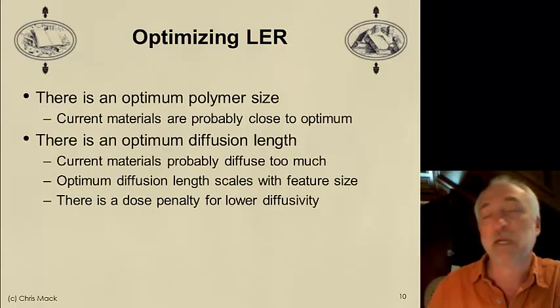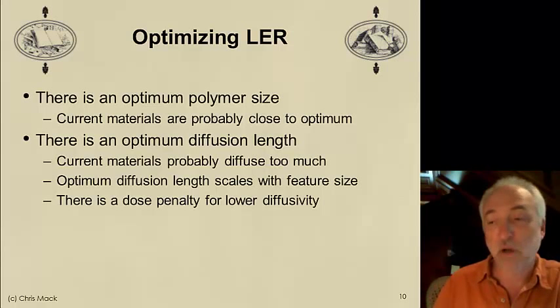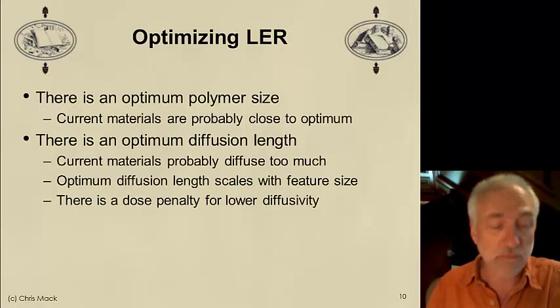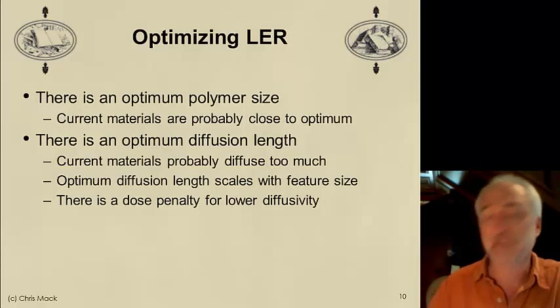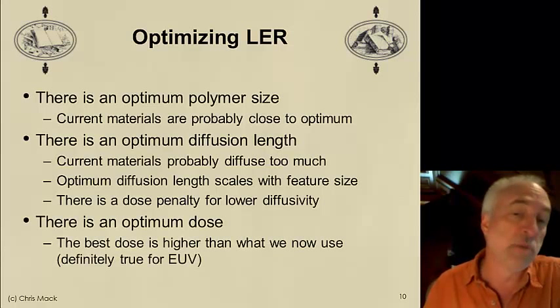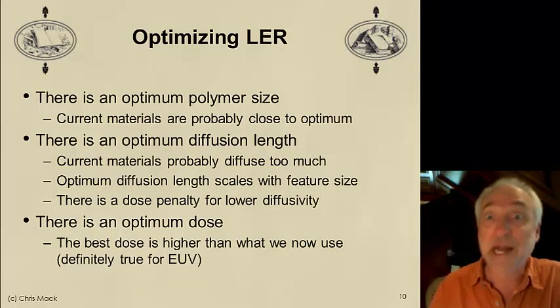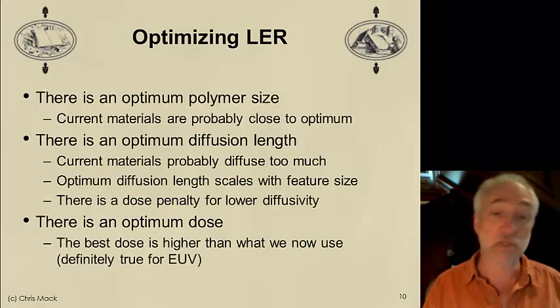But there's a dose penalty for lower diffusion, as we've seen with chemically amplified resists. Higher amounts of diffusion cause more chemical amplification. It's a greater thermal dose. So if we decrease the diffusivity, we have to make that up by using a higher exposure dose to get the same number of deprotection events. And there's an optimum dose as well, but the best dose is higher than the one we use today. And so our trend is to try to increase the dose if we can.